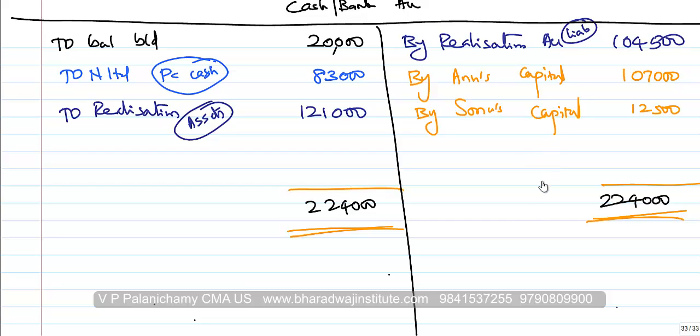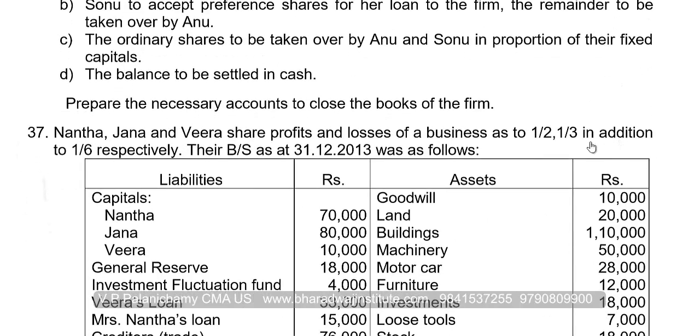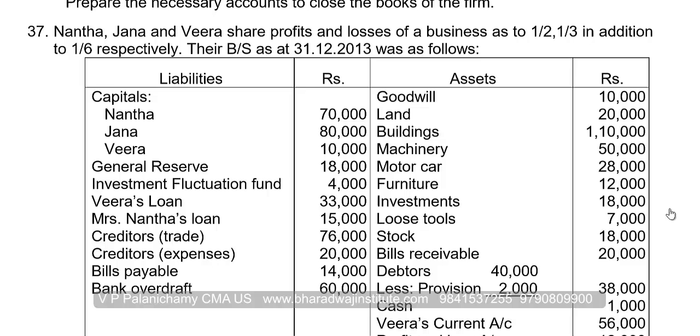Next, after this, please go through the next problem. Which problem is it? NJV. NJV are partners sharing profits and losses in which ratio? 1 by 2, 1 by 3, 1 by 6. If you make out a ratio, it will come to 3:2:1.